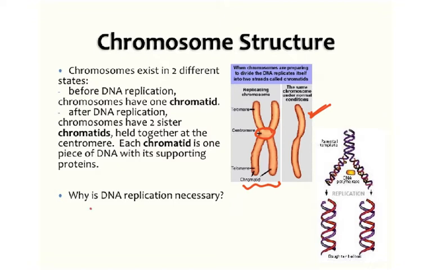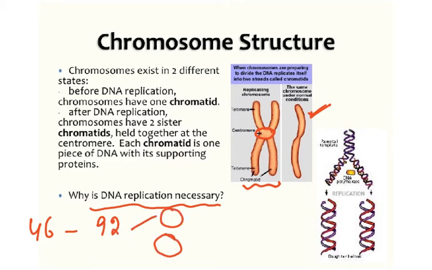Why is DNA replication necessary? Because you see, what you remember from mitosis, the 46 chromosomes have to become 92, because then this is going to divide into two cells with 46 in each. So DNA replication has to take place before the cell can divide into two.